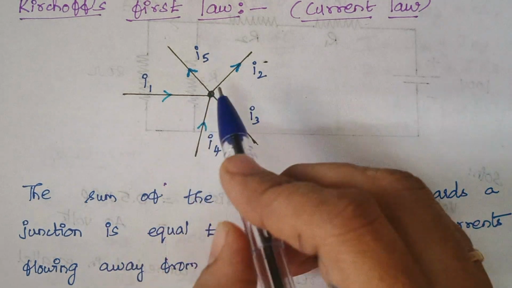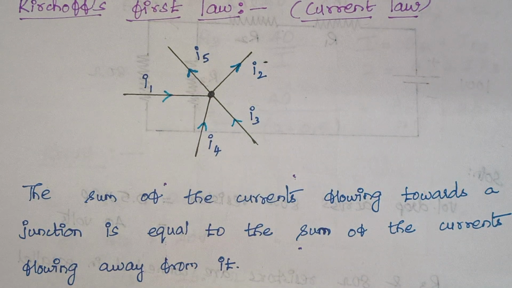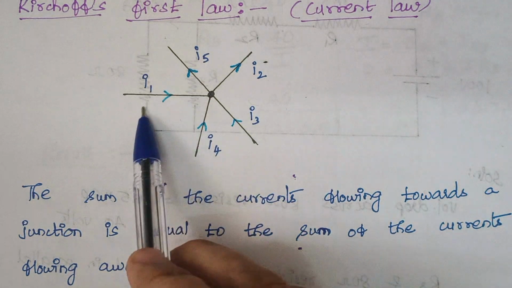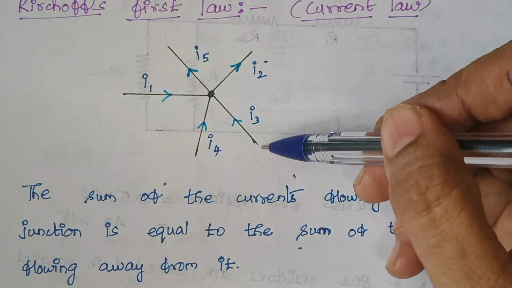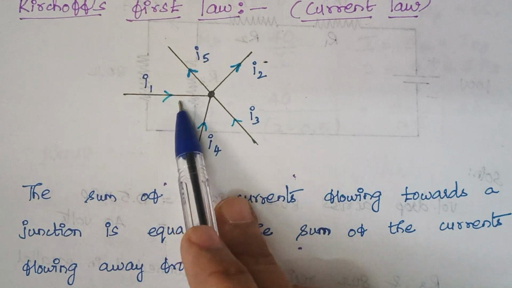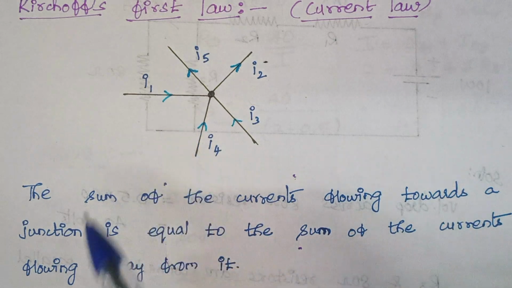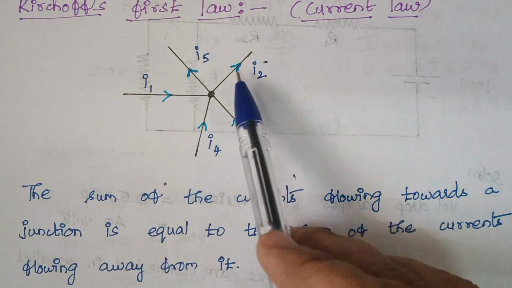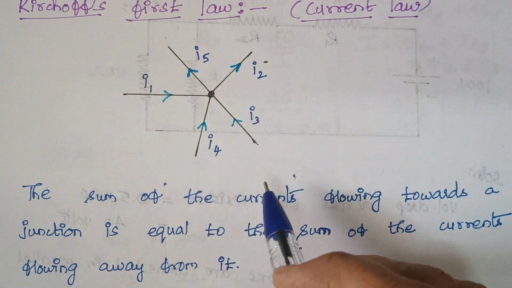This is our junction. Can you tell what are all the currents that flow towards the junction? We have I1, I4 and I3. These three are the currents that flow towards the node or junction. And what are the currents that flow away from the junction? I2 and I5 are the currents that flow away from the junction.